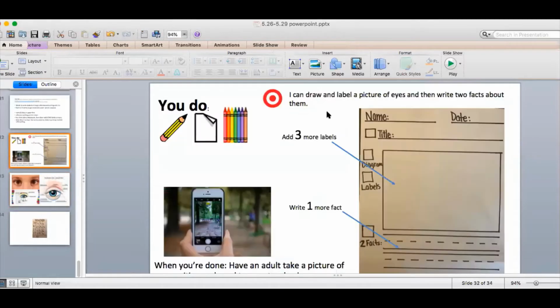Wow, we just learned some really neat facts about eyes. Don't you think? So what we're going to do is hit our learning target today. Our learning target, remember, is I can draw and label a picture of eyes and then write 2 facts about them. So together we're going to add a title, draw the diagram together, and add a couple labels, but then at the end you're going to add 3 labels all by yourself, and you'll also add 1 more fact. We'll write 1 together and then you'll write 1 all by yourself.